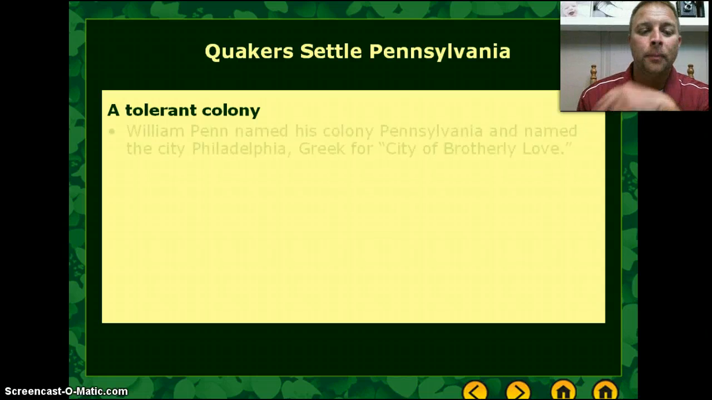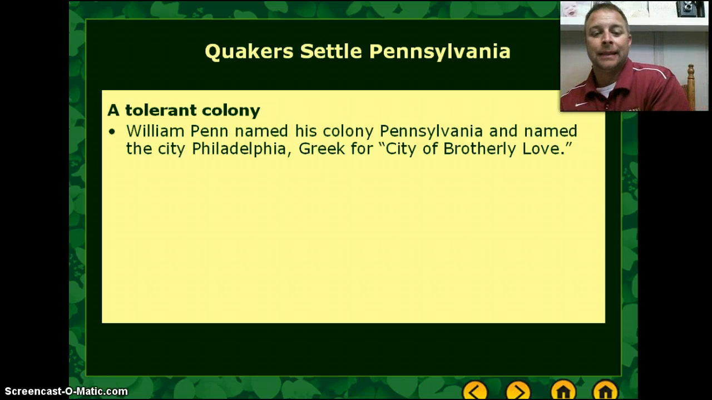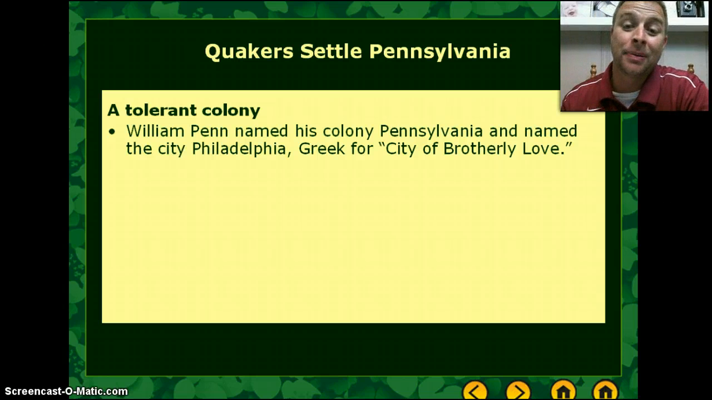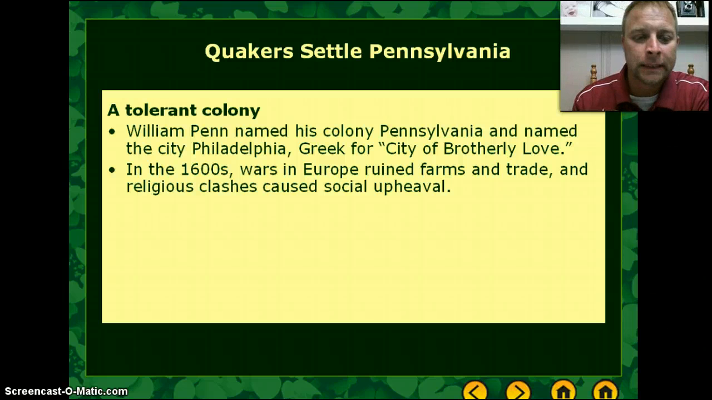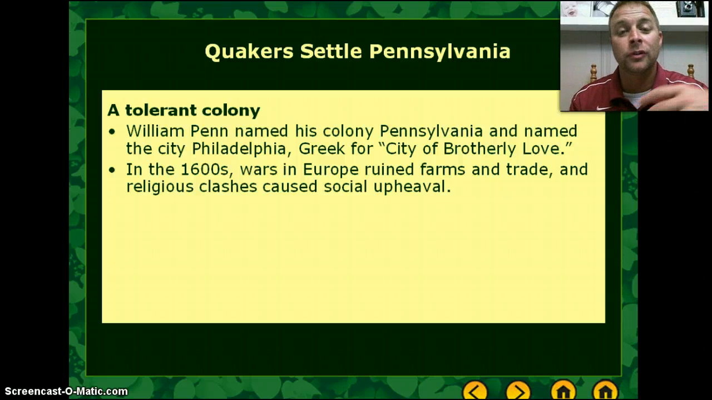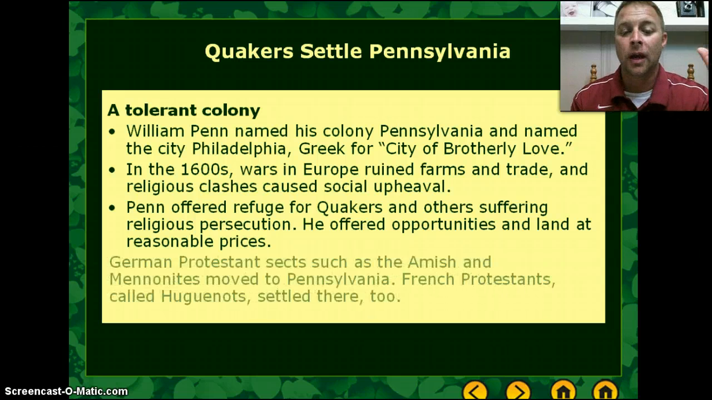However, William Penn, a leader of the Quaker movement, establishes a colony and names it Pennsylvania. The capital city is going to be Philadelphia, which is Greek for city of brotherly love. By the 1600s, wars in Europe had ruined farms and trade, and the constant religious clashes in Europe had caused lots of social upheaval. So Penn offered refuge for Quakers and any other groups suffering from religious persecution.